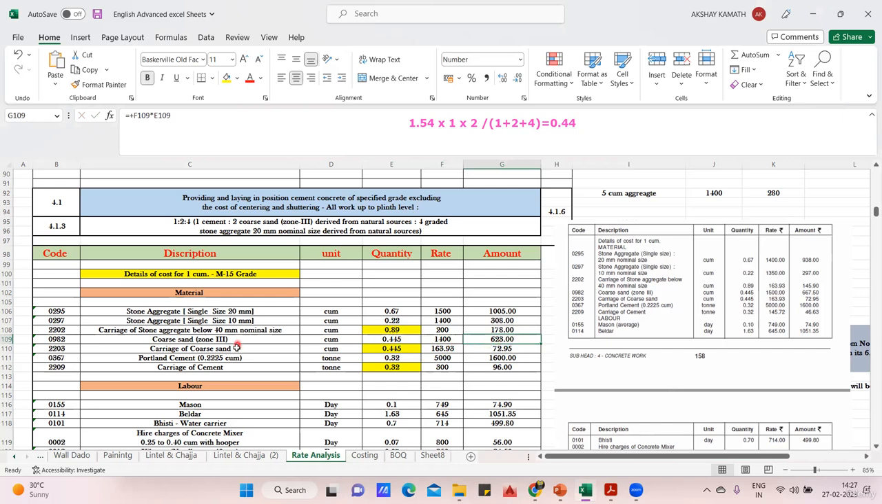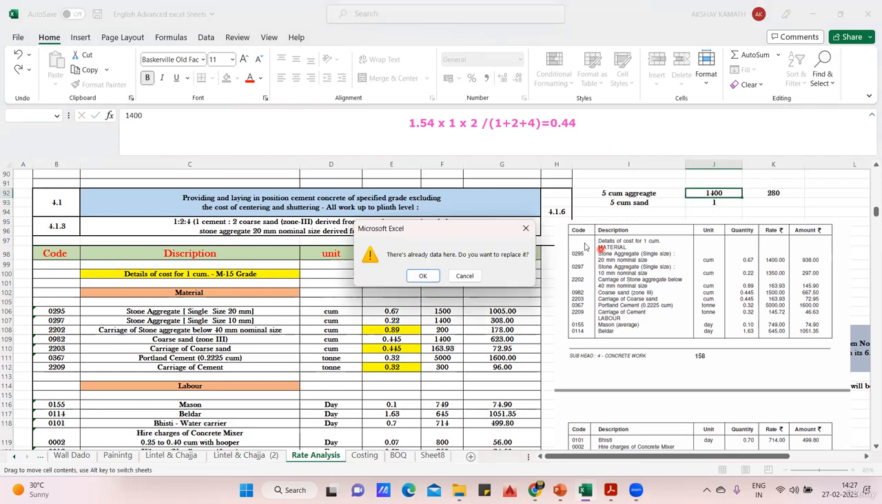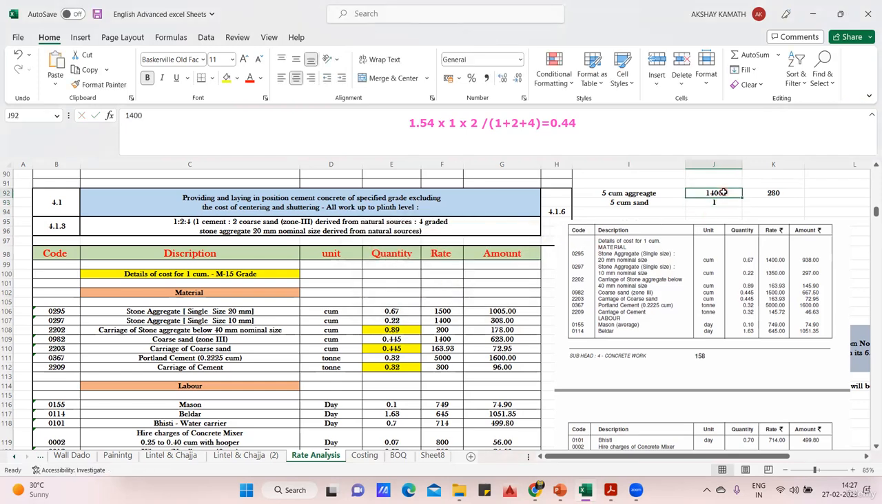Now again, carriage. Like you brought 5 cubic meter of aggregate, again for the sand also it will be the same thing, because again for 5 cubic meter of sand, that contractor, the transportation guy, is charging you, let us say, 1,000. Previously I explained for 1,000 only, so I'll keep 1,000 here also.